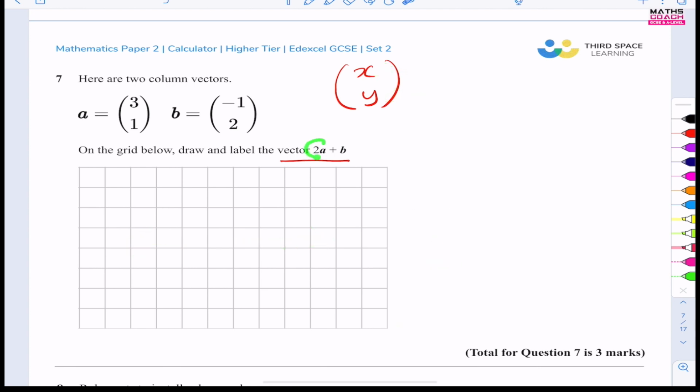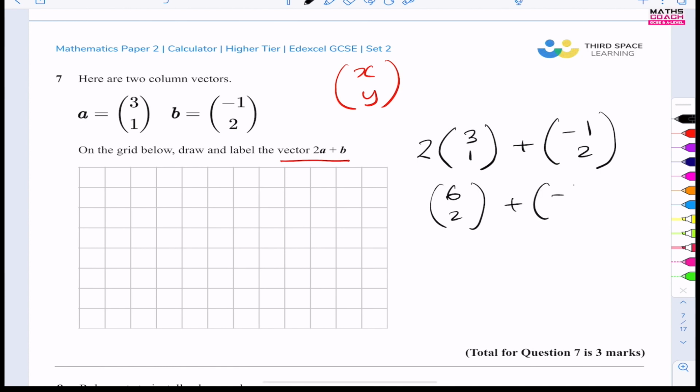So we have 2 lots of A plus B. If we do this as an expression, so 2 lots of A, so if A is (3, 1), plus B, which is (-1, 2). Now let's work this out. This will multiply with the 3 and the 1. So it's going to be (6, 2), and then plus (-1, 2).